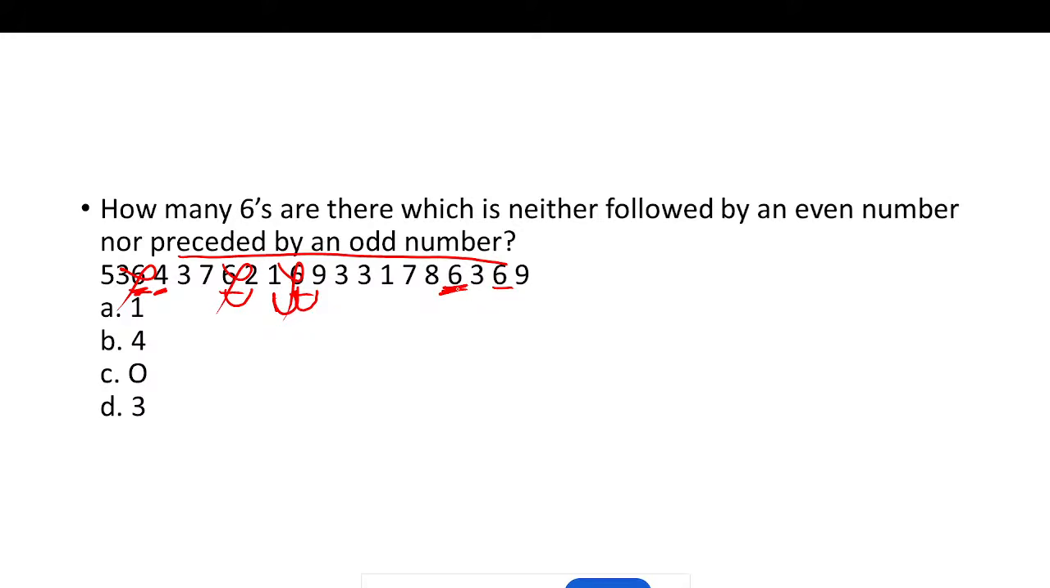The 6 is here. Not followed by an even number. Yes. The 6 is not preceded by an odd number. Yes. This can be counted. And the 6 is here. It is not followed by an even number. Yes. Not preceded by an even number. No. So only how many 6s are there?